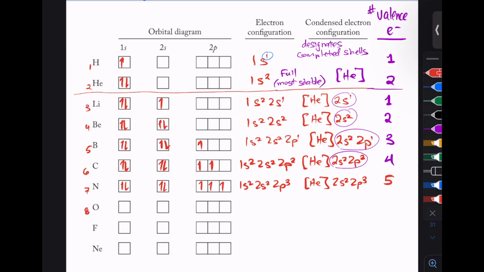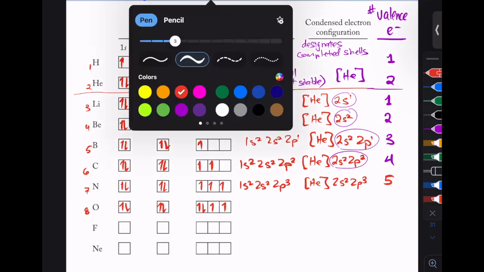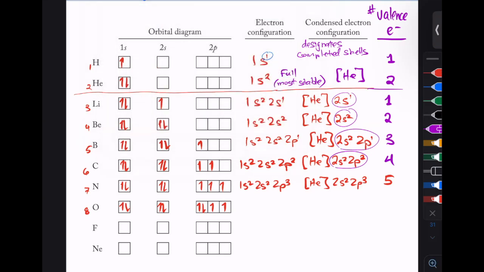Oxygen with 8 electrons, 1, 2, 3, 4, 5, 6, 7. Now I need to go back and double fill one of them. Okay. So with oxygen, look at this. We've got 2 unpaired electrons in oxygen. And you can see that with the orbital diagram. Whoops, 2 unpaired electrons.